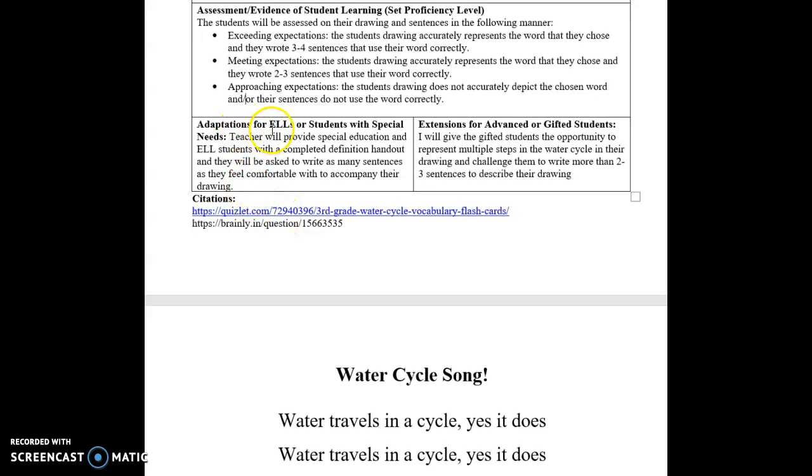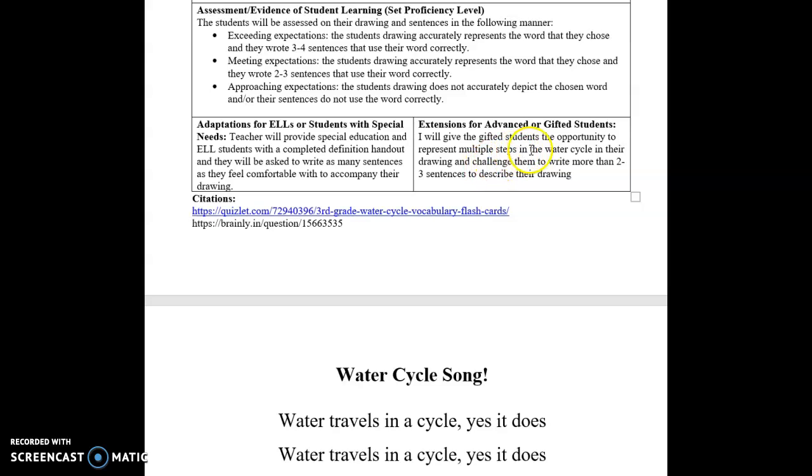And then for adaptations for ELL students and students with special needs, I would provide a definition handout for them that has all of the definitions labeled, depending on the abilities of the students that I was giving it to. Maybe I would leave the vocab word blank and they could write that in. It's a lot less to write for them, so they can really focus on understanding the definition instead of focusing on writing the definition. Also for their drawing, I would again tell them that if 2 to 3 feels too much, they can write 1, they can write 4, they can write as many as they want, but they're not required to write 2 or 3.